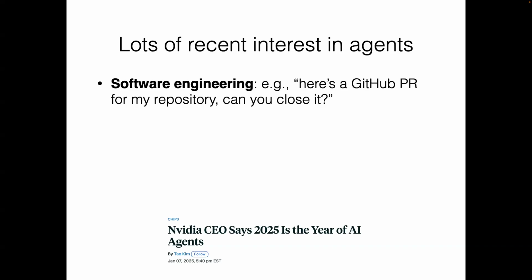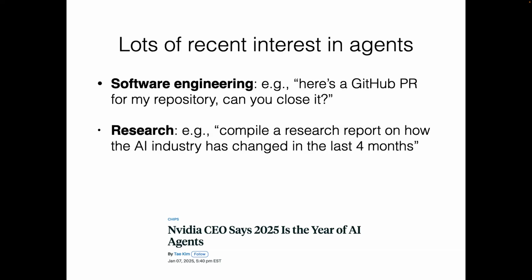One is software engineering, and we'll see some examples of software engineering agents, where maybe you could say, here's a GitHub PR, can you close it? Other ones that are becoming popular are for research, like compile a research report on how the AI industry has changed in the last 4 months. And we'll see an example of how you could frame something similar to this as an agent task with an environment.